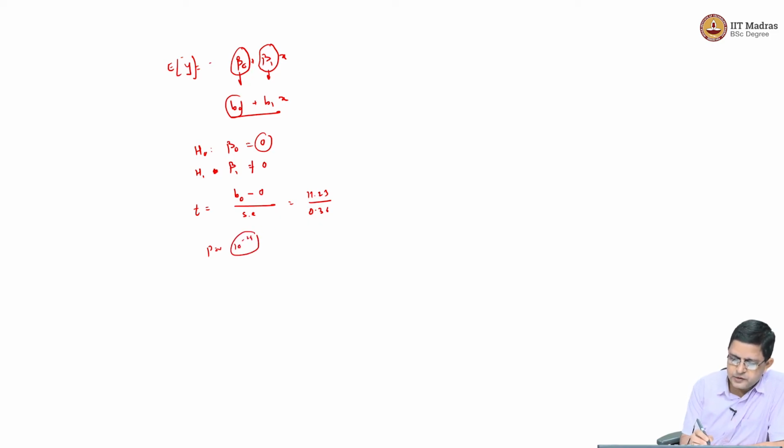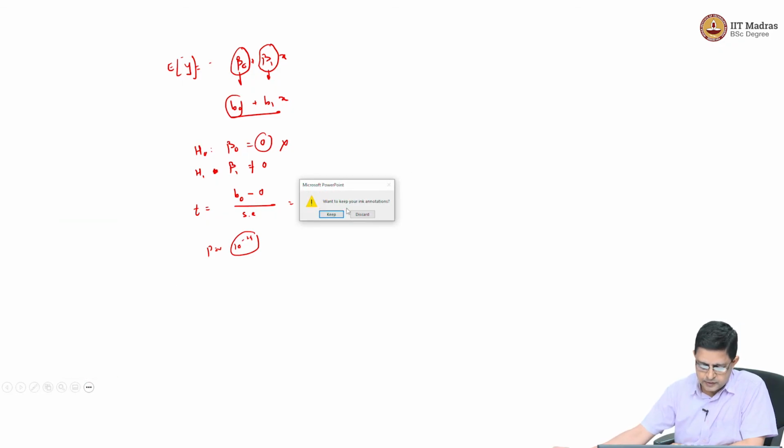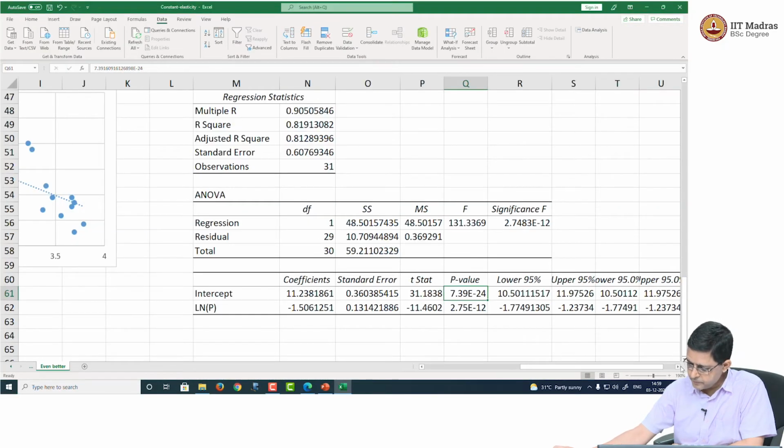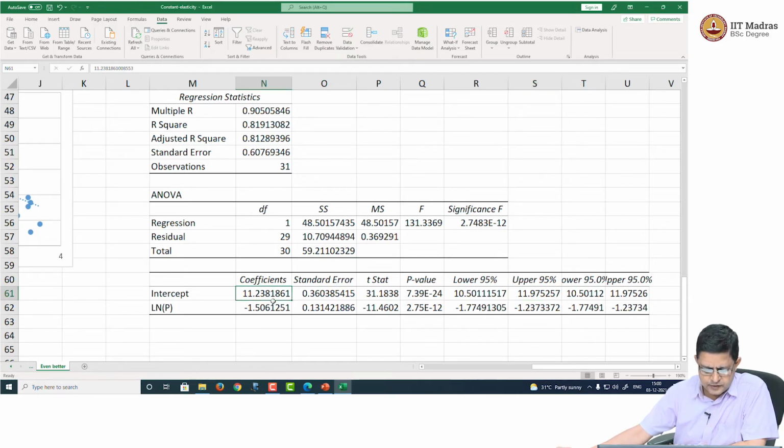Clearly, for such a small value of p, you are going to reject the null hypothesis and say that whatever the value is, it is clearly not 0. So, I will say that 11.23 is a good estimate of beta naught. I can actually go one step further. Excel actually gives me the range in which beta naught is going to exist. Excel tells me that the beta naught can be anywhere between 10.50 and 11.97 with an estimated value of 11.23. Both the values are definitely greater than 0. So, I will reject any claim that this beta could actually be 0 with a 95% confidence. Since I rejected this claim, I will accept this estimate of beta naught.